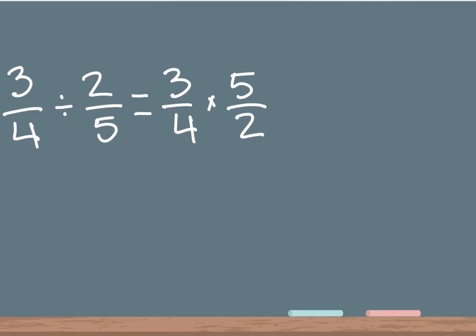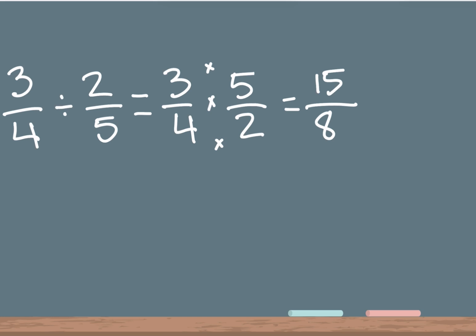Okay, and then our next step is to multiply your numerator, which is your top number, and then multiply your bottom number, which is your denominator. So 3 times 5 is 15, and then 4 times 2 is 8. Okay, so our answer is 15 over 8.